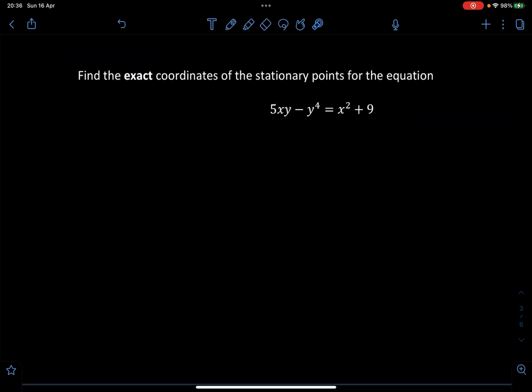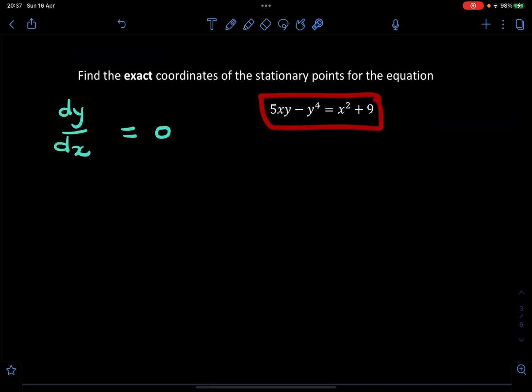This question is looking for the stationary points. And to find the stationary points, we need to find the points at which dy by dx equals 0. So that is very important. Now, we don't have y in terms of x. We don't have y as a function of x. So it's not straightforward finding dy by dx. So we need to use implicit differentiation.